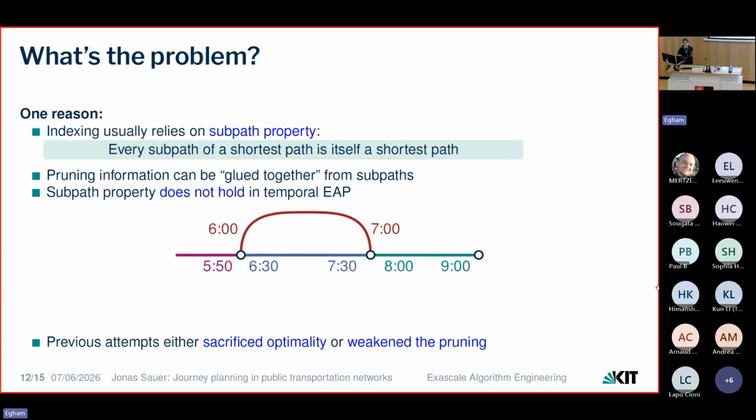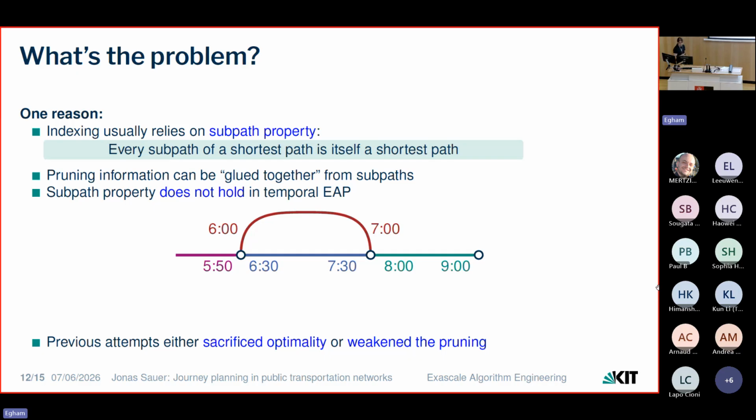These indexing techniques rely on what I call the subpath property. So if I have a shortest path and then I take any subpath of it, it will also be a shortest path. This is true in normal graphs. And this is nice because now if I have pruning information about all of the subpaths, I can glue it together and get information about the path that is made up of these.